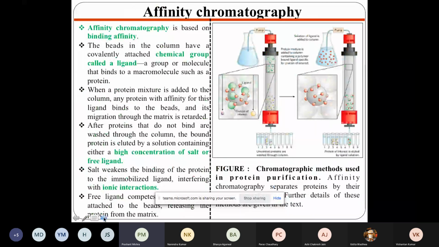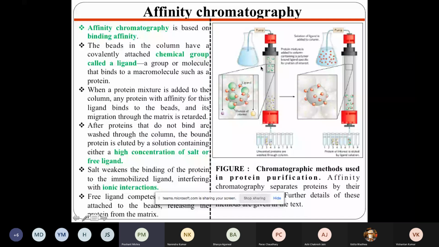Now what we are going to talk about is that proteins or other molecules can be separated on the basis of affinity chromatography. Affinity, as the name indicates, is based on the binding affinity of the gel. Whatever gel we use, the column remains the same. You have the same glass column or plastic column, and you just vary the matrix, the gel which you are using.